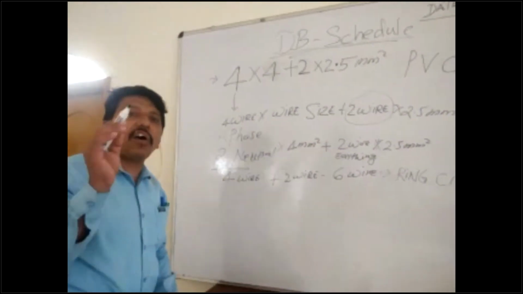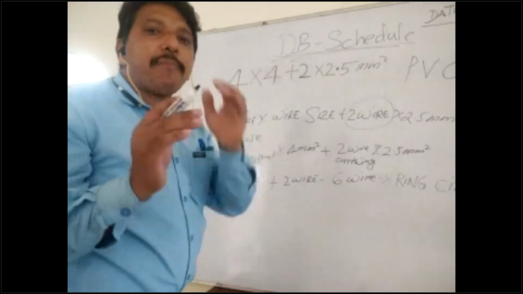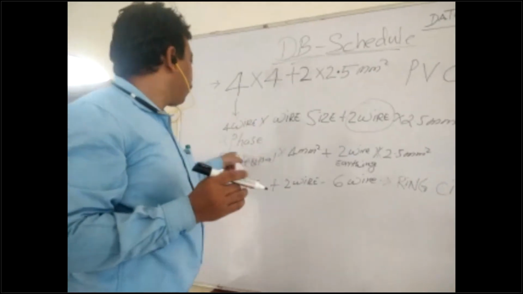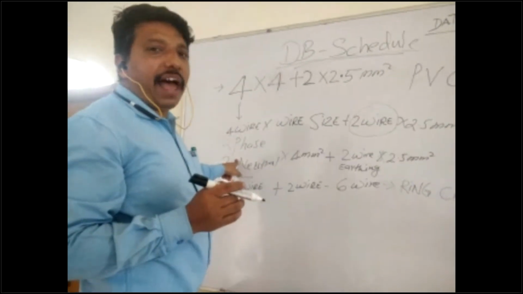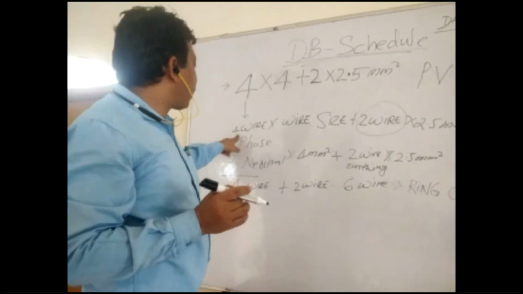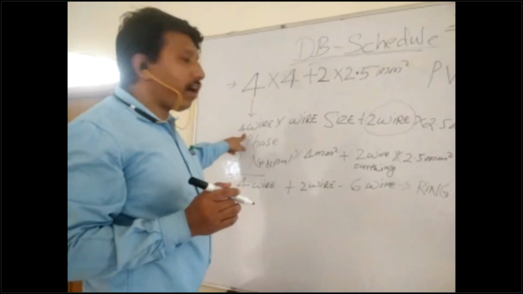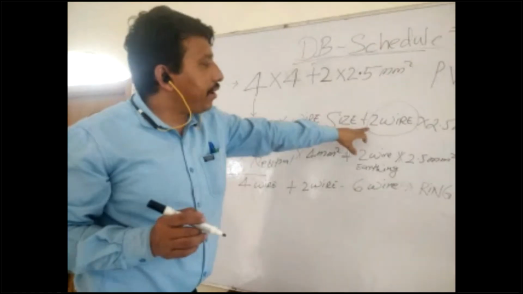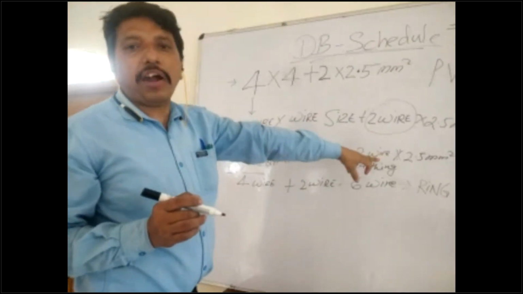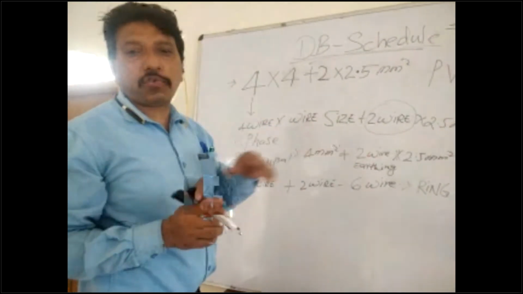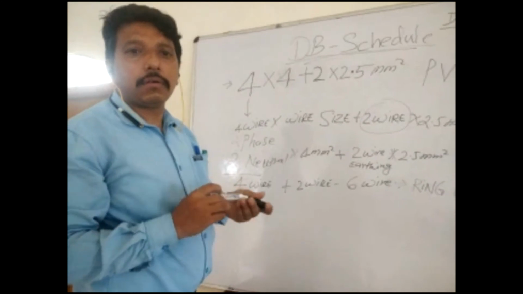So earthing is always used at a lower value than the power cable size. So our power cable size is 4 mm square, and the earthing is 2.5 mm square.